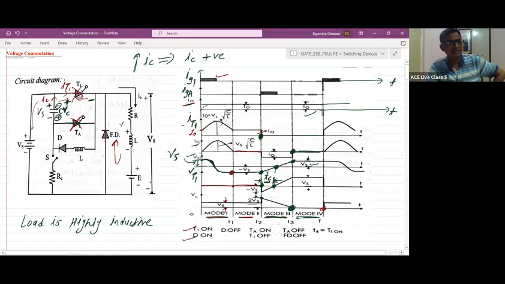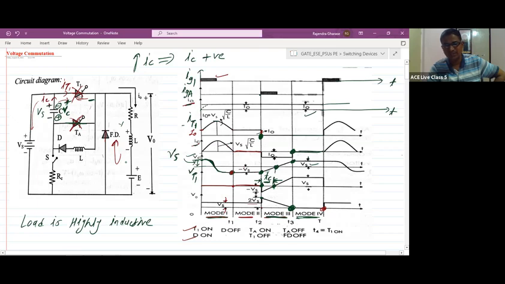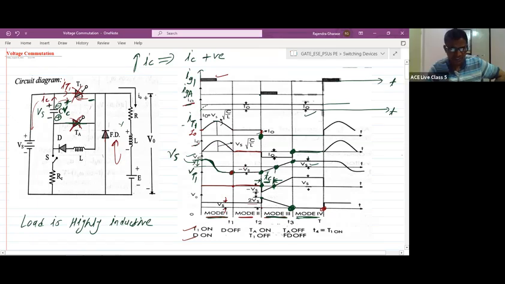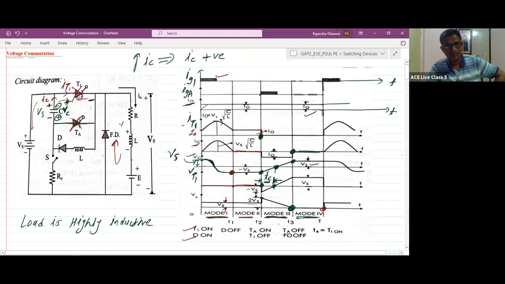You will understand it when we discuss the rectifier circuitry. In the RLE load, we have two types: one is continuous and the second is discontinuous. If the load is highly inductive, the effect of E will not be observed in the operation of the circuit. But if we reduce the value of this inductor by some amount, then the E value will be observed in the output voltage. You will understand it in the rectifier circuitry.